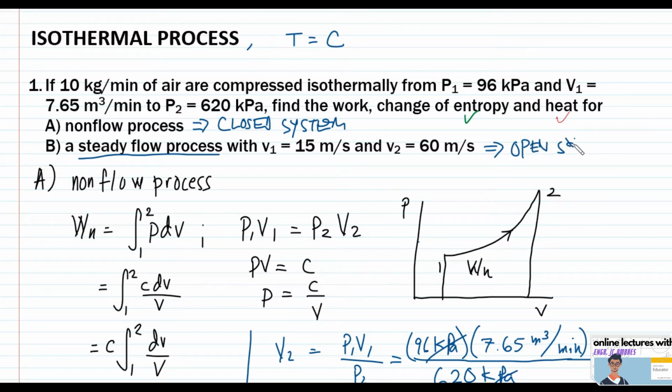Now an open system would have the mass, so here air, would have air entering and leaving the boundary of the system. So what the problem wants here is: what if it's a flow system, letter A, and what if it's a steady flow system, or what if it's an open system? Given the same parameters, what would be the work, change of entropy, and heat?